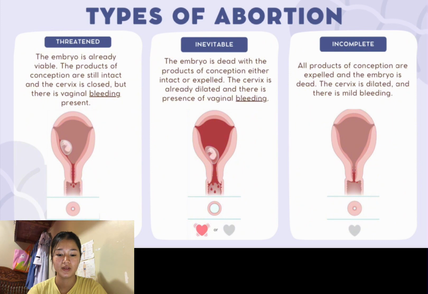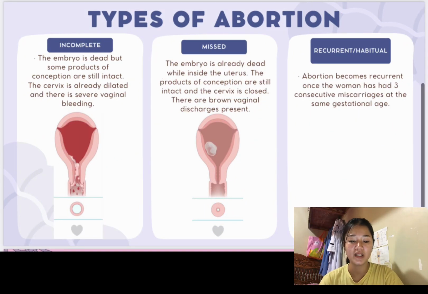Yan. Next is yung incomplete. Incomplete abortion is when the embryo is dead but some products of conception are still intact, and the cervix is already dilated and there's a severe vaginal bleeding. So from the word incomplete, it means may mga residue pa inside of the uterine wall. So, hindi lahat ng products of conception is nailabas na. So, there's a severe bleeding because hindi nga nailabas masyado yung lahat na products of conception. And also, the fetus is dead from here.